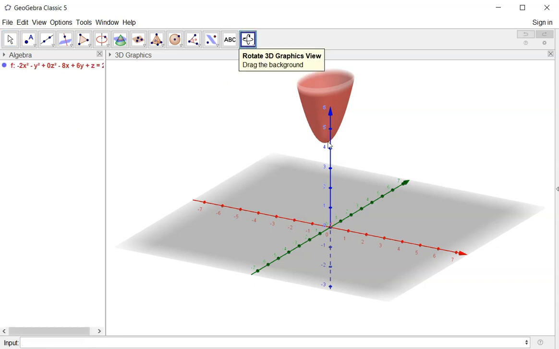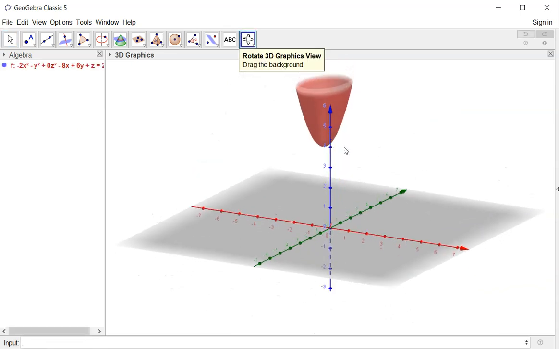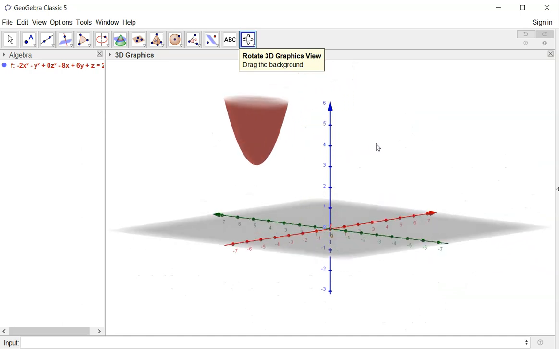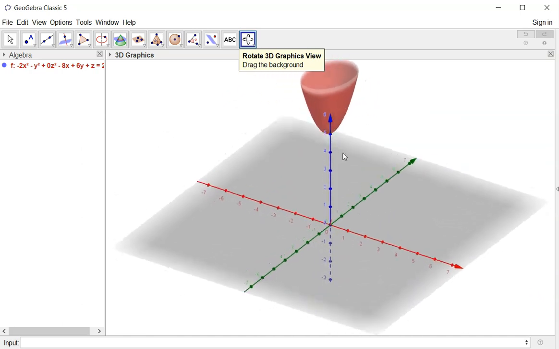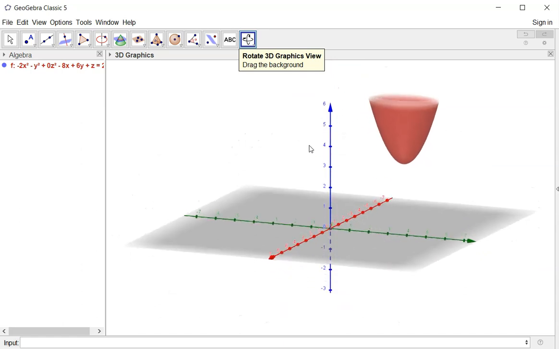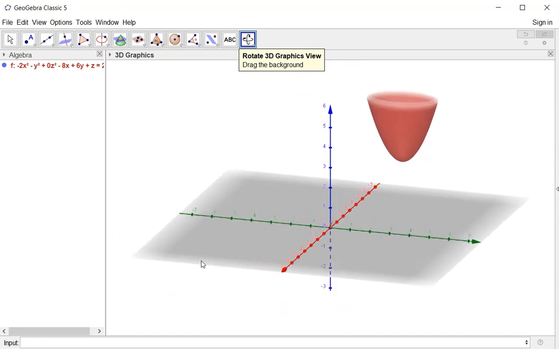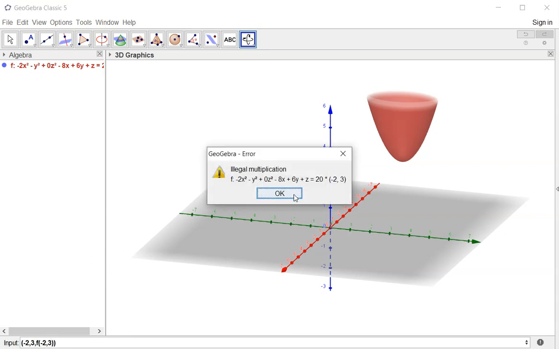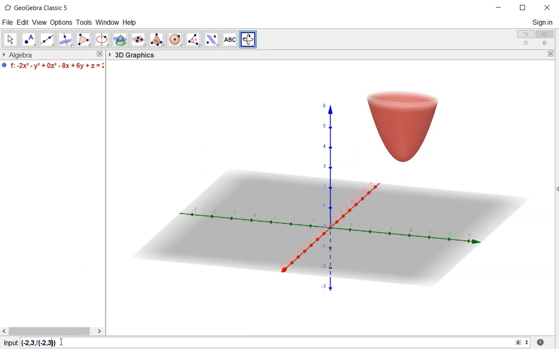So it looks like a cup floating in the air, right? If you see the point (−2, 3), maybe I may be able to put that in. I don't know if this works. You have (−2, 3, f of...). I'm going to try (−2, 3). Oops, it doesn't work. All right, so let's see.